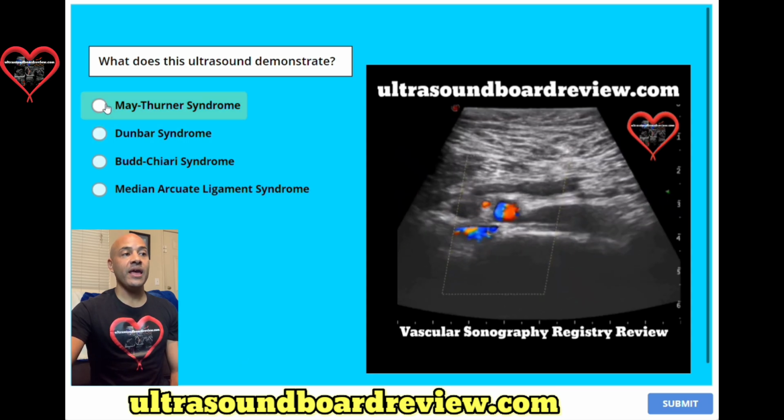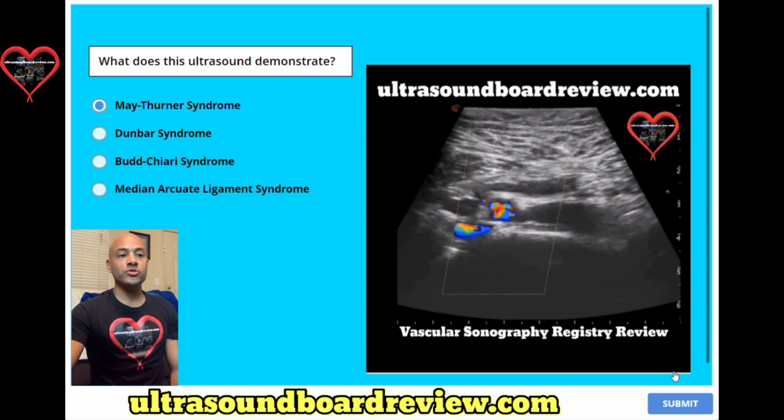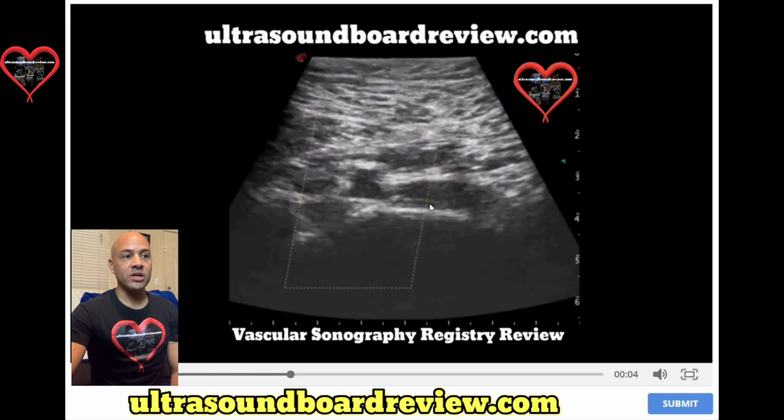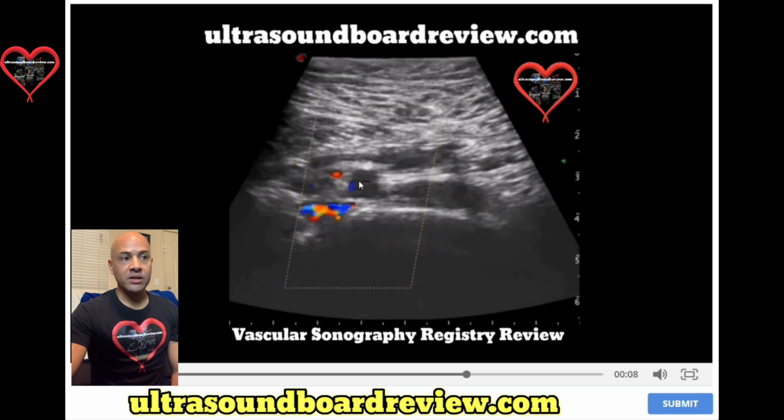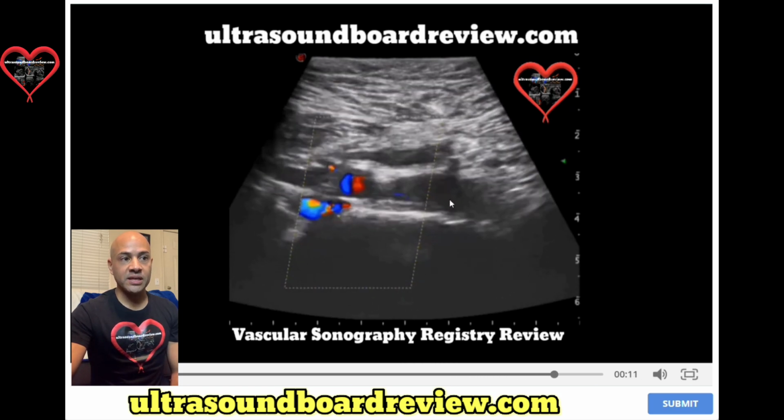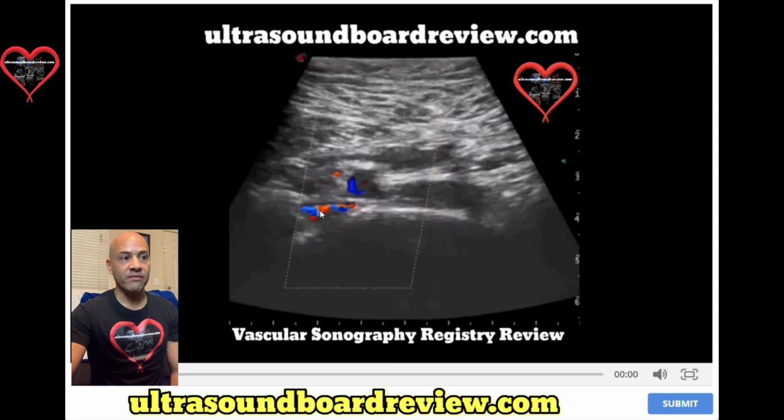The answer is A. May-Thurner syndrome. And this ultrasound shows a compression of the left iliac vein right here by the right iliac artery. So this is the right iliac artery compressing the left iliac vein. And this is the IVC.